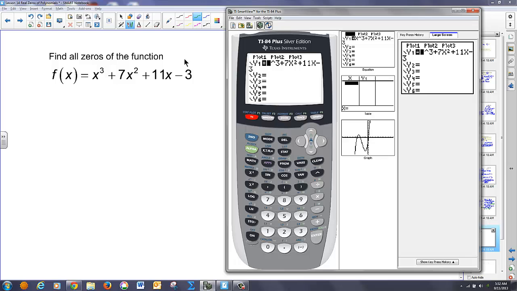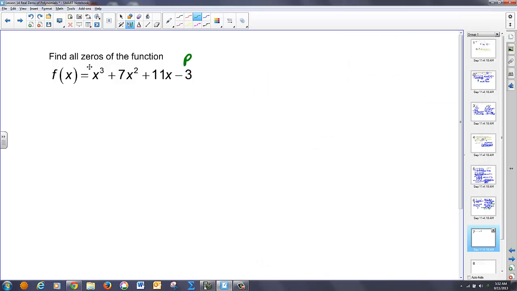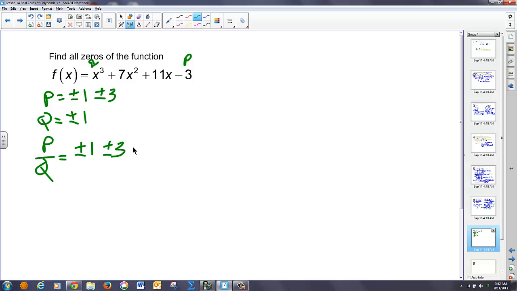So we have our p-values right here and our q-values right here. So possible p-values are plus and minus 1 and plus and minus 3. And the q-values are plus and minus 1. So really in this case, my p over q's are just plus and minus 1 and plus and minus 3. There wouldn't be that many to test in this case. I could probably do this without the aid of a calculator, but we're just going to do that to make things a little bit faster.